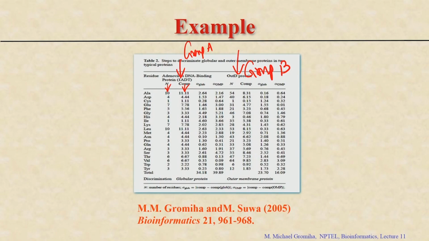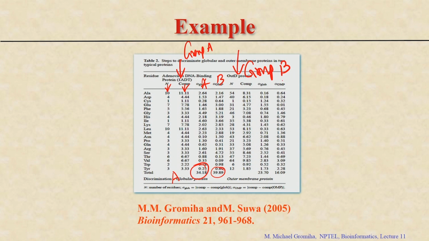Then subtract the values. So, this is the sigma for group A and the sigma for group B. Do it for all the residues, then finally sum up. Here this is 34 and here 39. Which one is small? This is small, right. So, this belongs to group A.